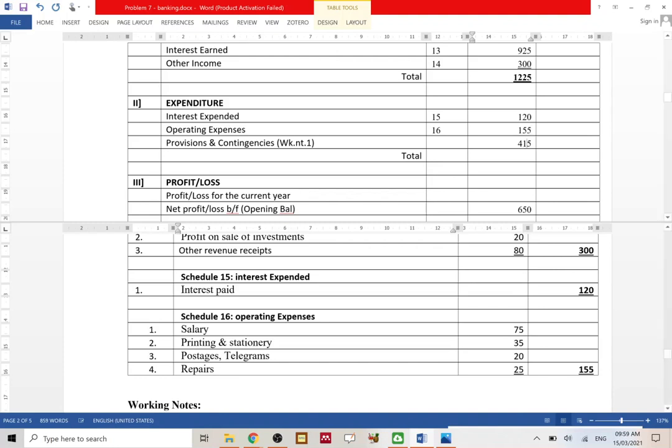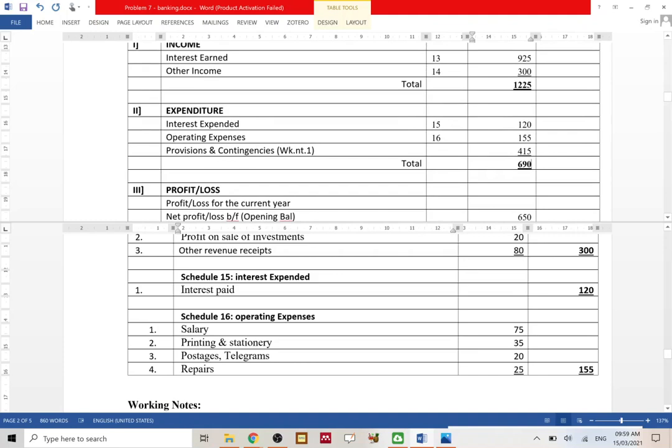Now provisions and contingencies, we didn't have any other provision. There was no provision for income tax or provision for bad debts or anything of that sort. Just one provision, so we directly write it in the profit and loss account. We don't need to do a separate working note showing all those provisions deducted and then getting the profit after tax. Okay, so directly these three give us the total 690. Okay, so total income 1225, total expenditure is 690.